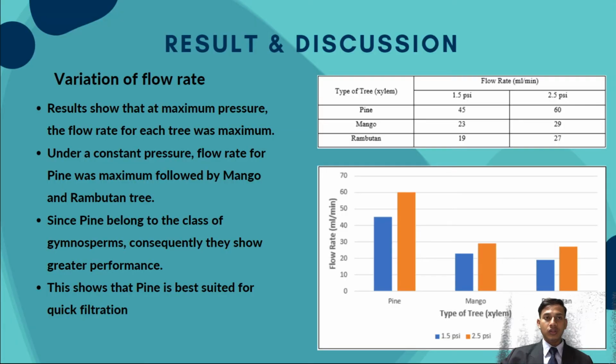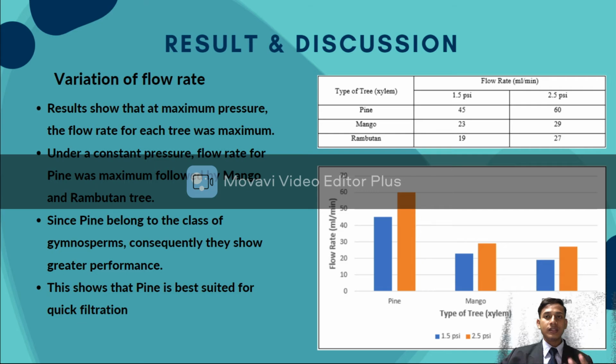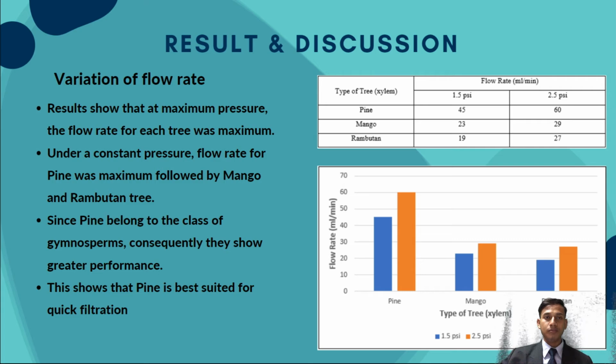Result and discussion. Firstly, it is about the variation of flow rate. Based on this experiment, filtration of each of the 3 xylem was observed for the respective flow rate, that is, the rate at which filtrate was collected by varying the pump pressure. The result shows that at maximum pressure, the flow rate for each tree was maximum.